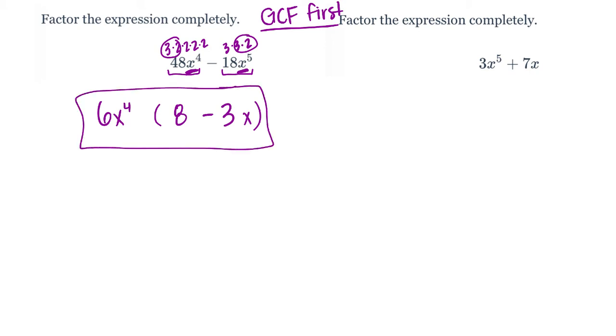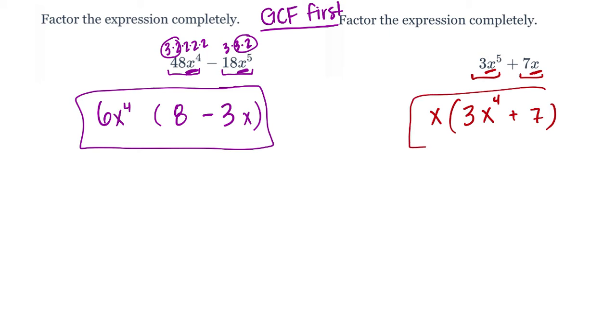So let's look at this next one. I've got 3x to the fifth, and I've got 7x. There's nothing in common between 3 and 7. Those are both prime numbers, so I'm still going to have a 3 and I'm still going to have a 7. But they both have at least one x that I can take out. So I can take out an x, and that would leave me with 4 x's here and none with the 7. So that would be factored completely.